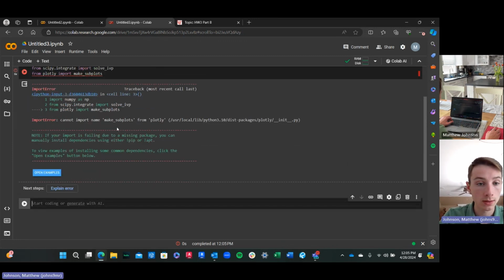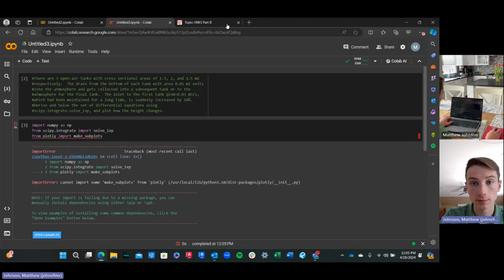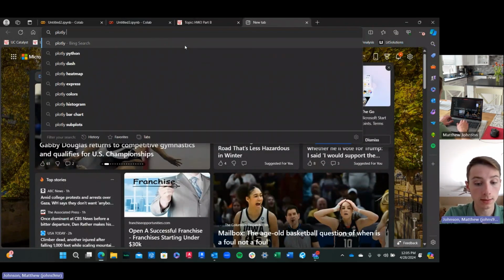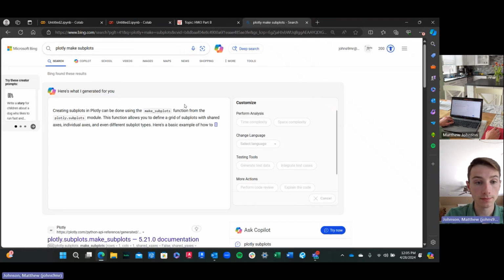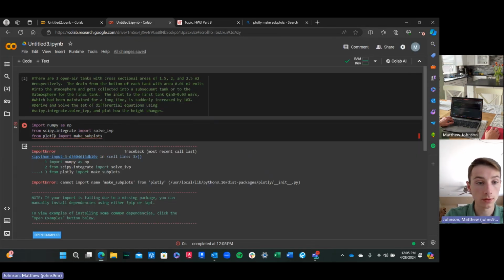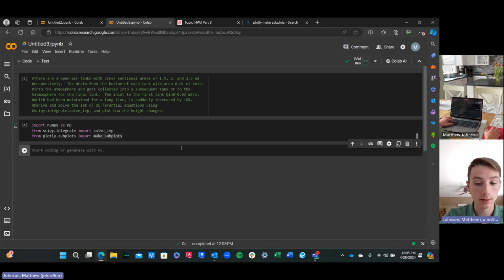Uh-oh. I don't remember the name of the plotly thing. Let's see if we can look it up really quick. From plotly.subplots import make_subplots. I think that's what we need. That work? Okay.